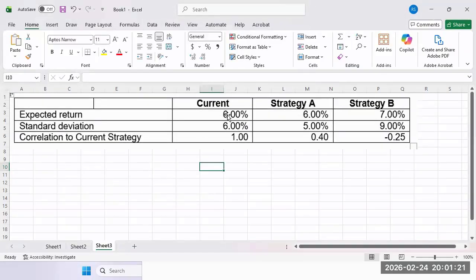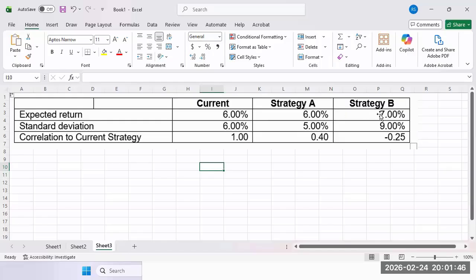So if you look at it, your current portfolio has a 6% expected return, 6% risk. It's correlated 1.0 to itself. Strategy A has the same expected return, so that meets the criteria, right? If we add A, our return is going to stay at 6%, but it has lower risk. So that sounds good, right? We like lower risk, but it's got a 0.4 correlation to our current strategy.